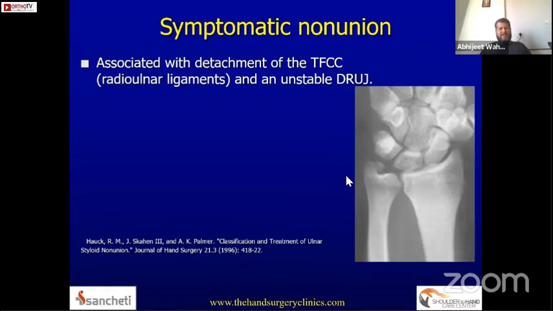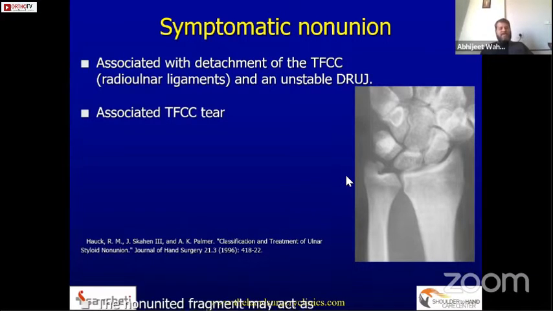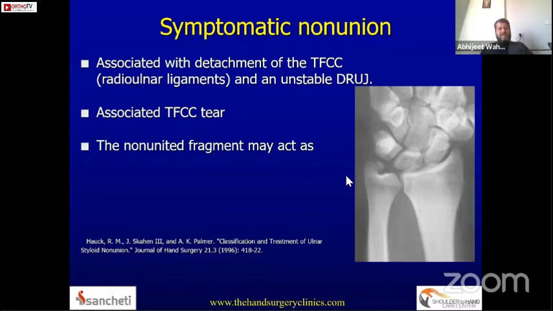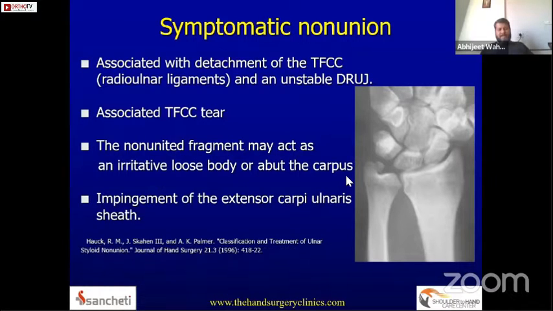This particular paper by Hauck and Palmer, from which the classification of ulnar styloid fractures is derived, also spoke about symptomatic non-union and the problems associated with symptomatic non-union of ulnar styloid fractures. Basically, when the fracture is through the base of the styloid, which is where the TFCC is attached, that is when instability would occur. There may be associated TFCC tears. Non-united fragments may act as an irritating loose body about the carpus, and there may be impingement of the ECU sheath.